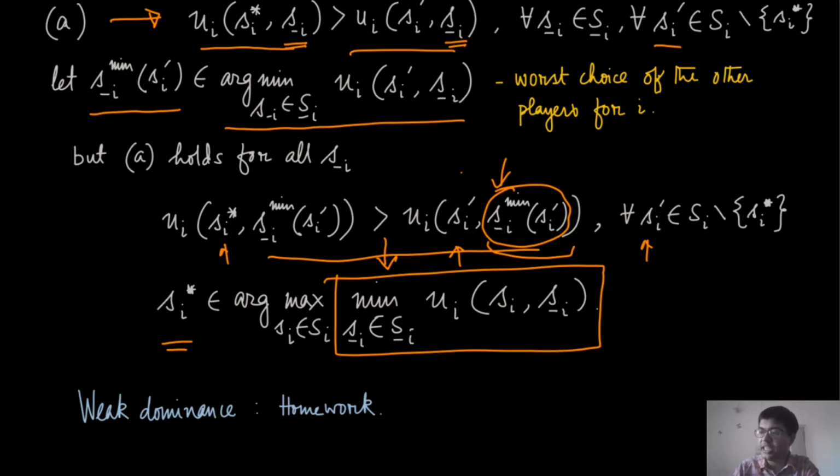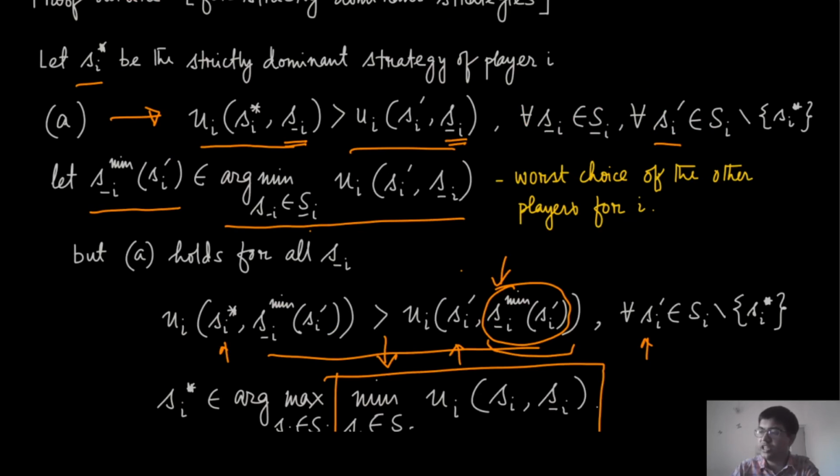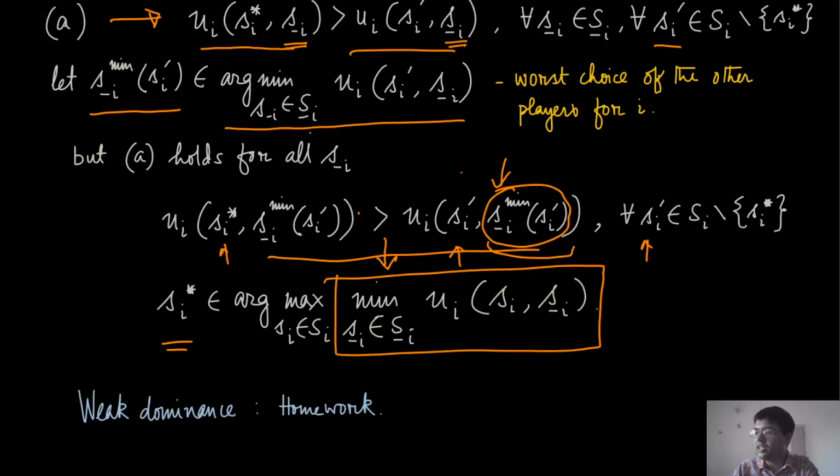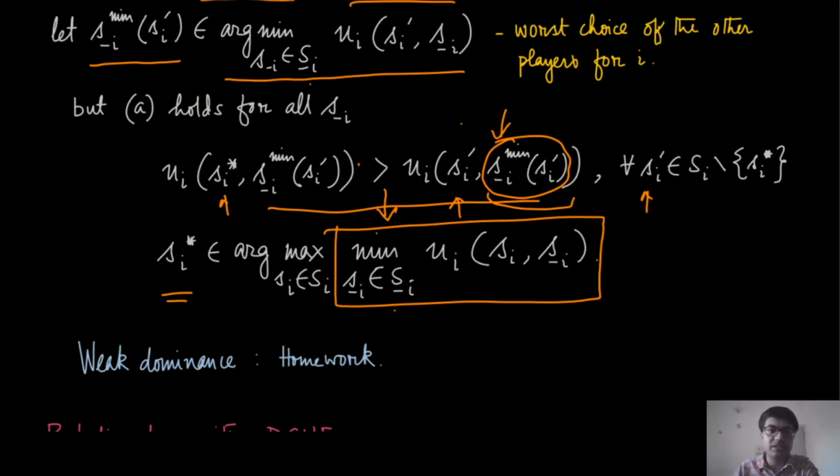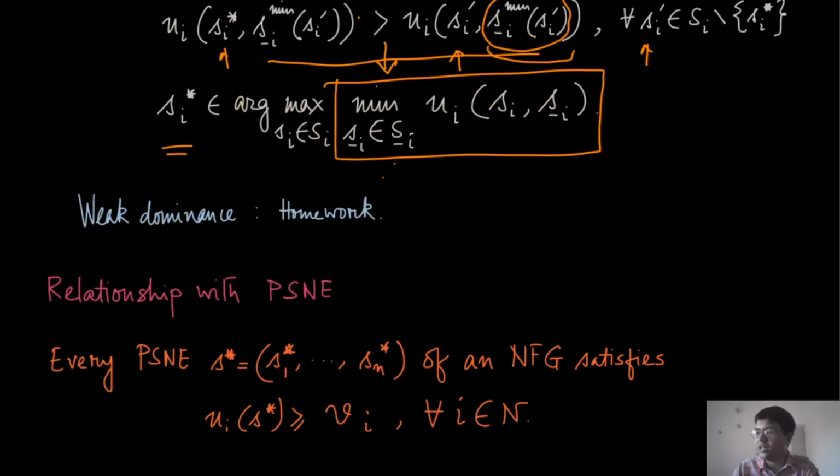We started with s_i star, which was a strictly dominant strategy for player i, and what we get is essentially the max-min strategy for player i. The proof for weak dominance is very straightforward. You can use the same argument.